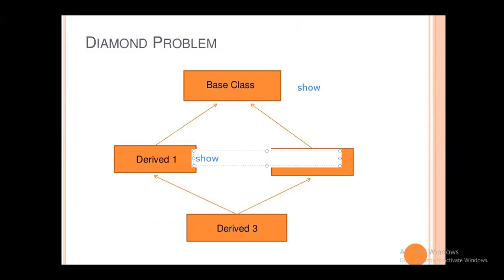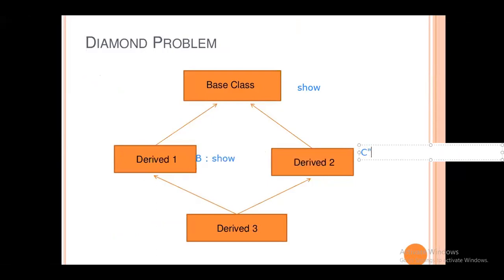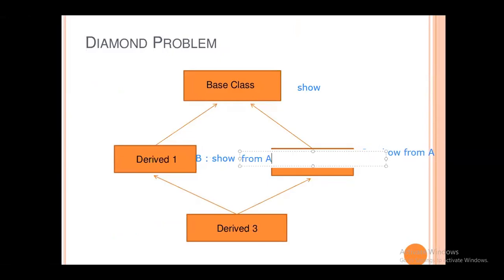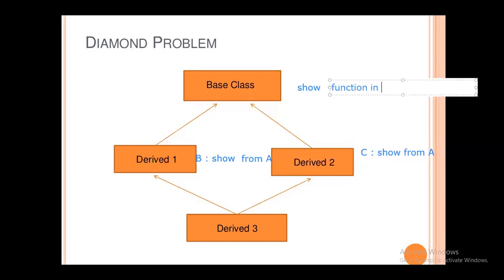So that means this show function is available in this derived class 1. That was our class B. Let me just write it in this way. Class B has a show function. Class C also has a show function. Where did class C get its show function? It got it from A. So show from A. Show function, sorry, not a class, show function in A. So these two classes, derived class 1 that is B and derived class C, also got this show from A.